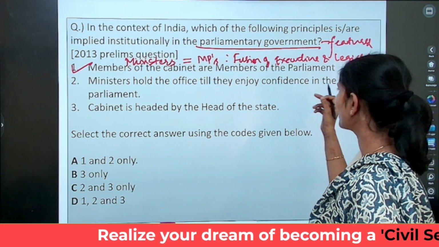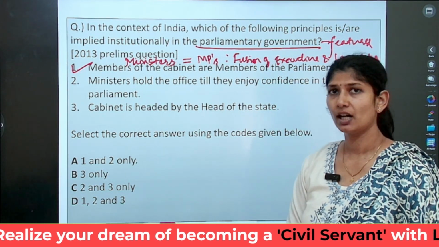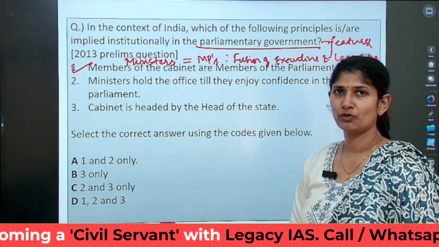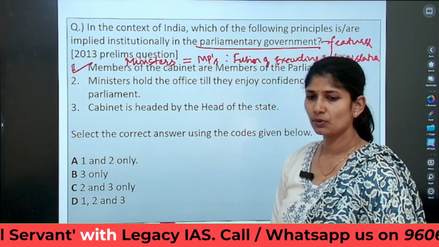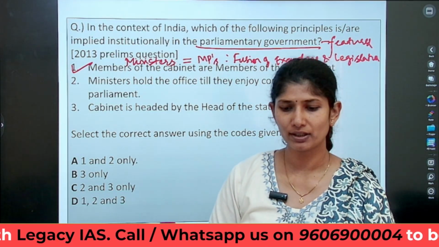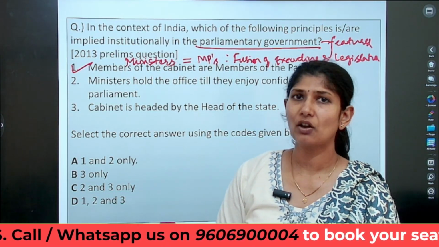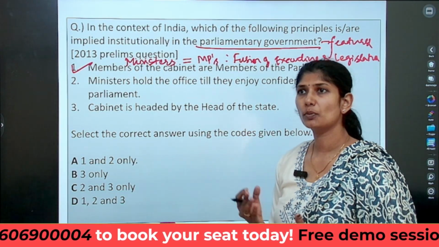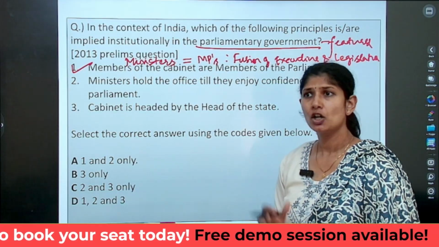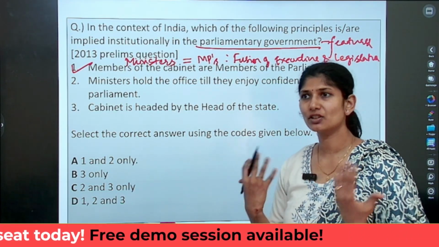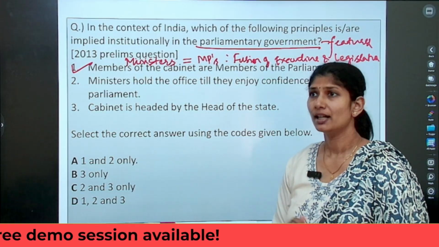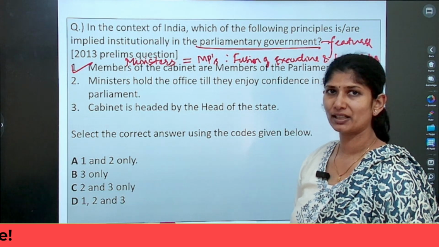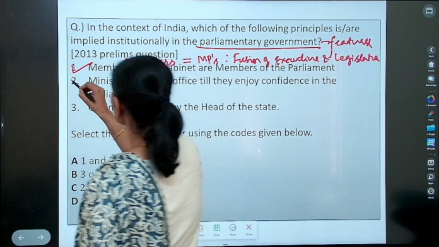Ministers hold the office till they enjoy the confidence of the parliament. This is true and this is one of the more core important principles of your parliamentary form of government. That is, the council of ministers and the government, or the executive, will be in power as long as they have the support of your legislature. So this provides a concept of accountability. This accountability or collective responsibility of the council of ministers towards, in this case, your Lok Sabha, is an important crucial part of parliamentary government. So this statement is also correct.